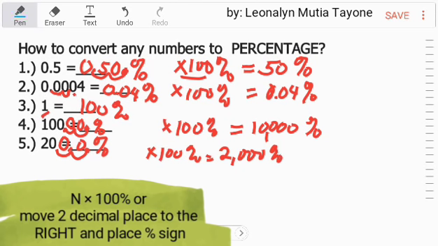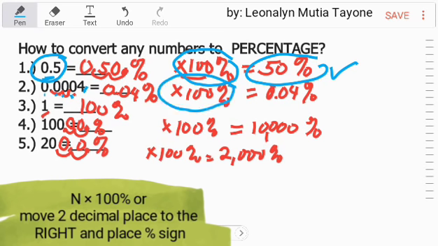Para sa nalilito lang, ang 0.5, i-multiply mo lang ng 100%, meron ka ng 50%. Yan na yung percentage equivalent ng 0.5. Si 0.0004, i-multiply mo lang siya ng 100% and that is 0.04%. Yan yung equivalent, yung percentage niya sa 0.0004.